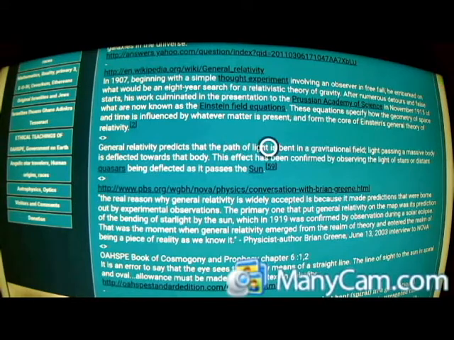General relativity predicts that the path of light is bent, or in my own words, curved, in a gravitational field. Light passing a massive body is deflected towards the body. The effect has been confirmed by observing the light of stars or distant quasars being deflected as it passes the sun. Instead of using the word deflected, you can say pushed toward that body, pushed toward the sun.